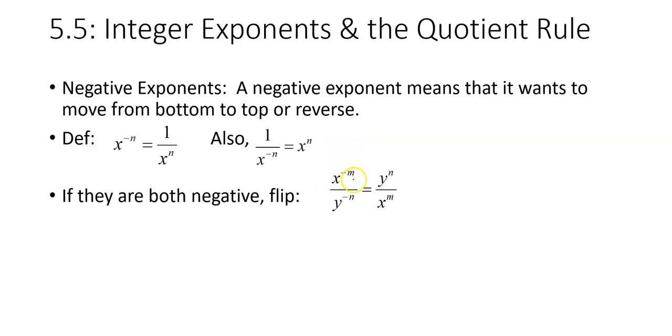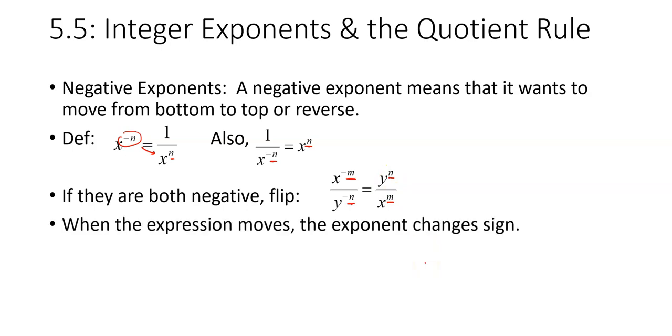So look at this case over here. That exponent on the top is negative, and that exponent on the bottom is negative. So the x to the negative m moves down, the y moves up. Now you notice when it moves, the sign changes. So in this first one, it was x to the negative n. When it moved down to the bottom, it became positive. Same type of deal over here. When it was negative on the bottom, it became positive on the top. So anytime it moves, the sign of that exponent changes. So it becomes x to the positive m on the bottom, y to the positive n up on the top.